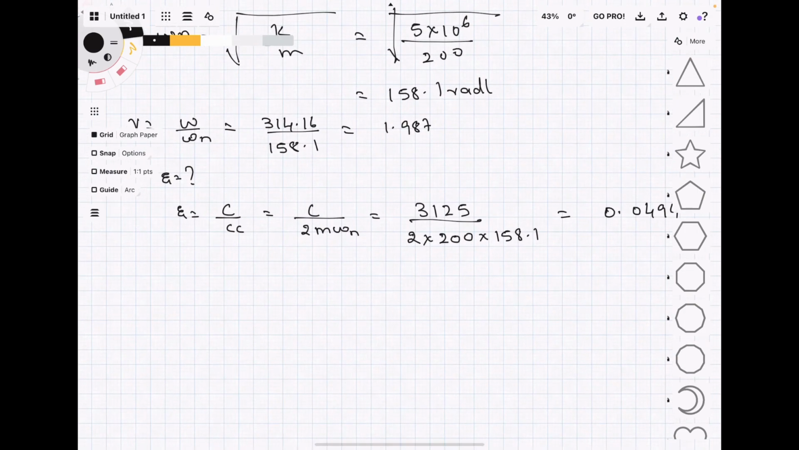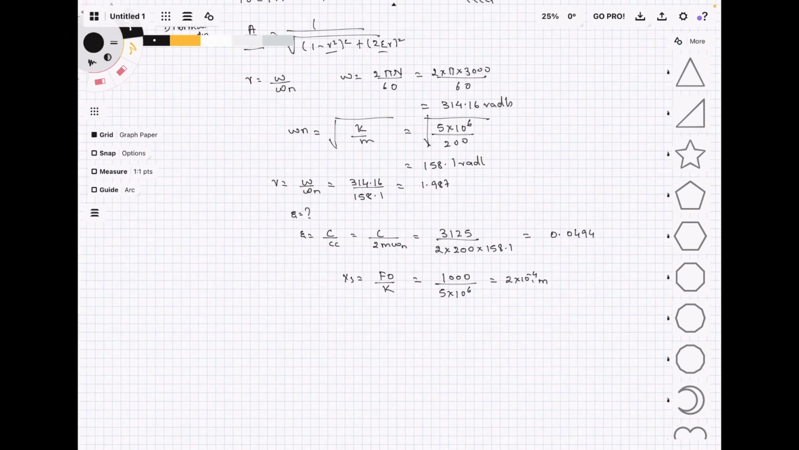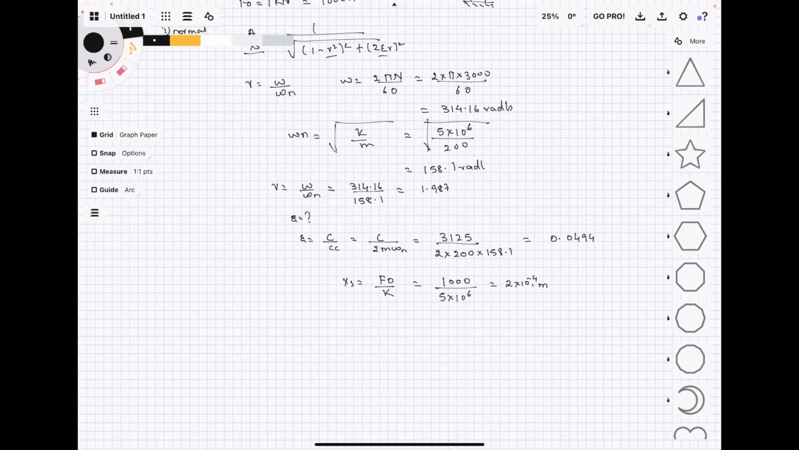Similarly, if you want to find out xs, it is f naught by k. f naught is 1000 Newton, k is 5 into 10 to the power 6. So xs is 2 into 10 to the power minus 4 meter. Now I'll just substitute the values. This is the formula here.